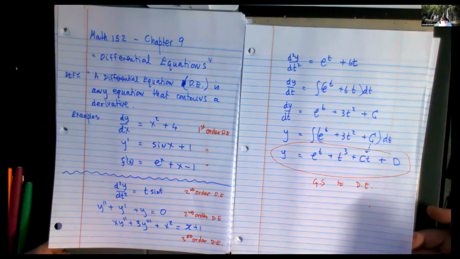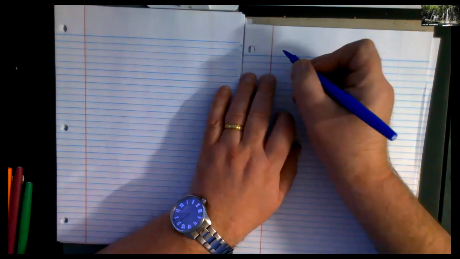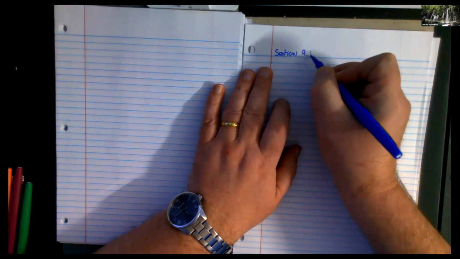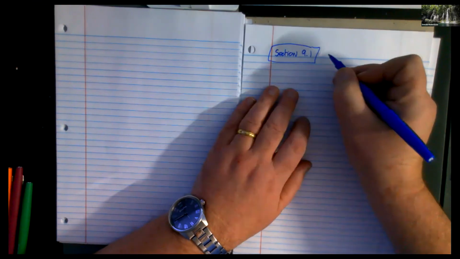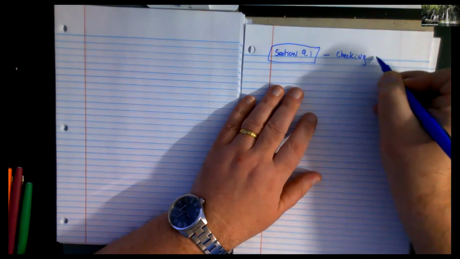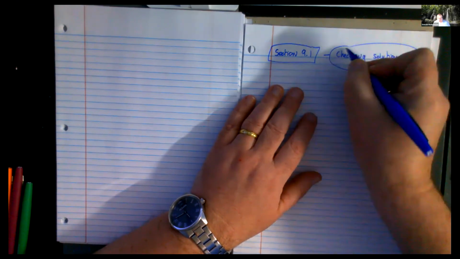Right, if we're good, then I shall move on and we'll talk about our first section then, which is section 9.1. And section 9.1 is basically checking solutions. What do I mean by that? You're going to be given a differential equation and you're going to be given what we believe is a solution. And you're just going to check that it does in fact work.